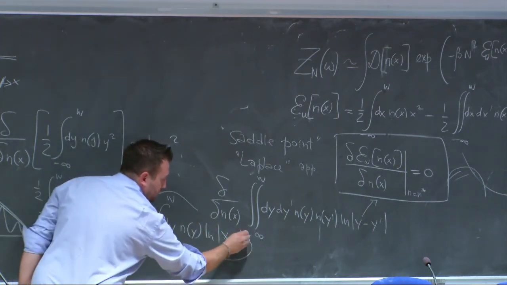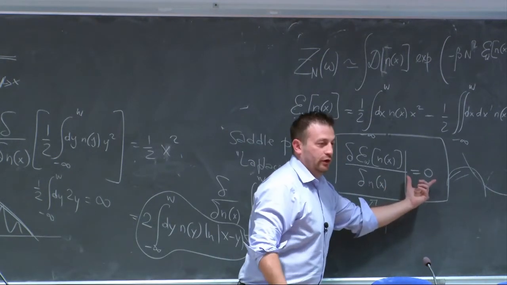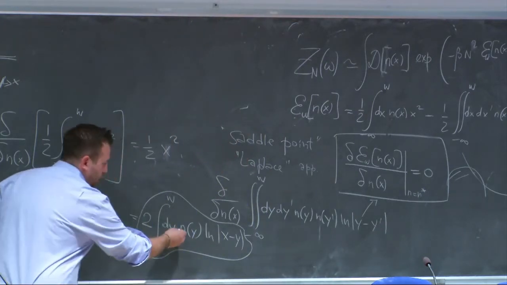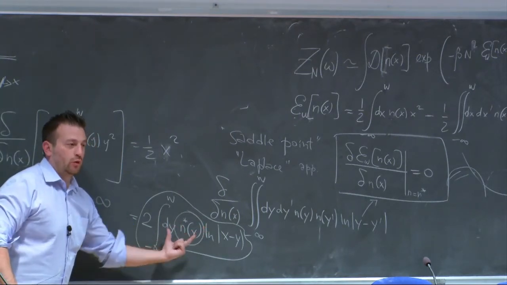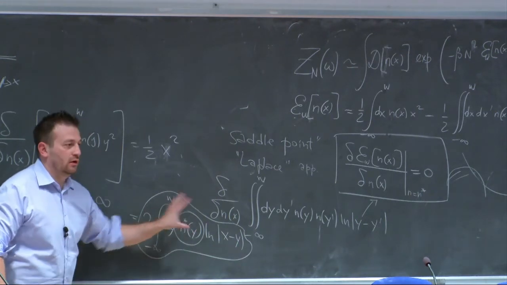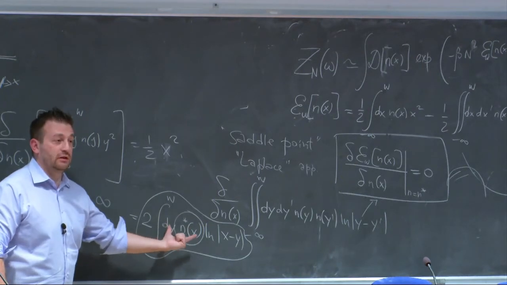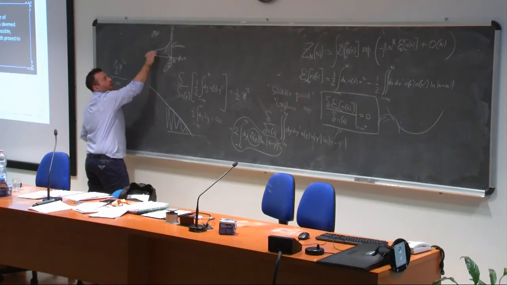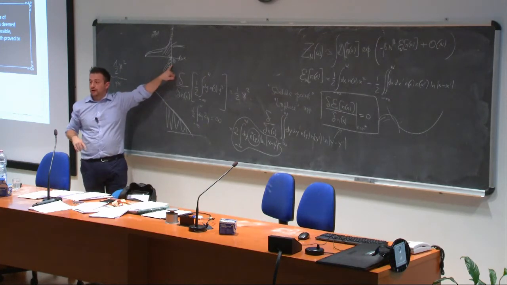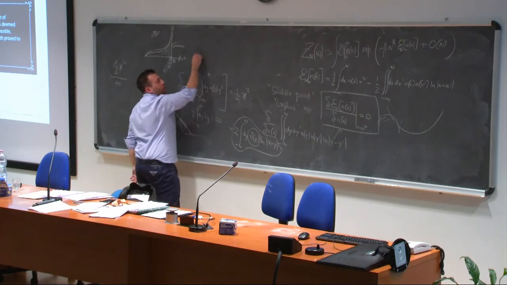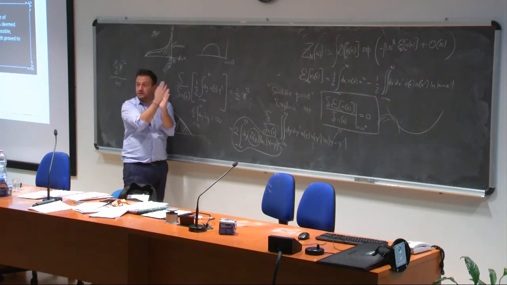So that's the result. And now, this object here should be equal to 0. And this will give an equation for our density profile, equilibrium density profile. So what we are going to do tomorrow is we are going to rewrite this integral equation for the density profile, and then we will try to solve it. The solution of this integral equation will give us the profile of the equilibrium density in the presence of a wall at the position omega. So we expect that this solution will be the semicircle when omega is larger than root 2. And then something else when omega is smaller than root 2.